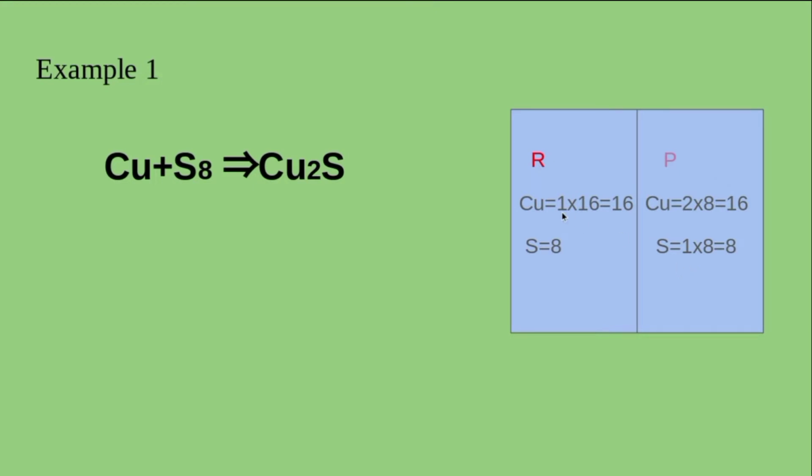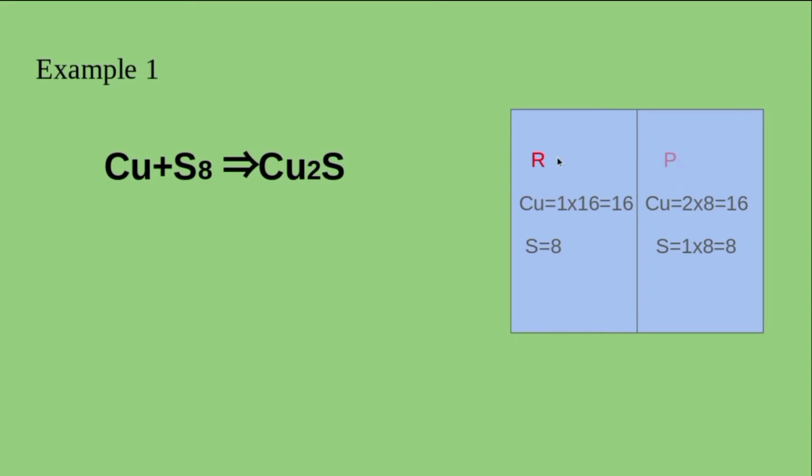Let's go back to the copper. We only have 1 copper on the reactant and 2 coppers on the product. We could multiply that 8 that we got from the sulfur on the reactant side and do 2 times 8 to give us 16 because there are 2 coppers.